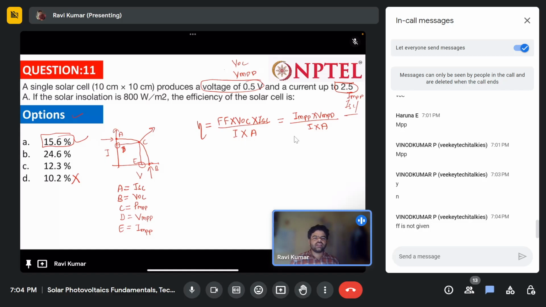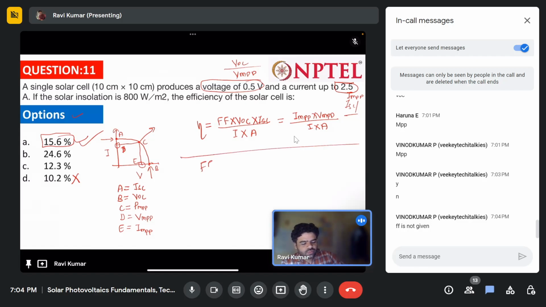Yes, fill factor is not given. And if fill factor is not given, then you consider it is VMPP and IMPP. Yes, you are right. This is the answer. Okay. Let me give you fill factor now. You all are right. Your answer is correct. I was just telling you before considering which voltage it is given, which current is given. You just think more about this.